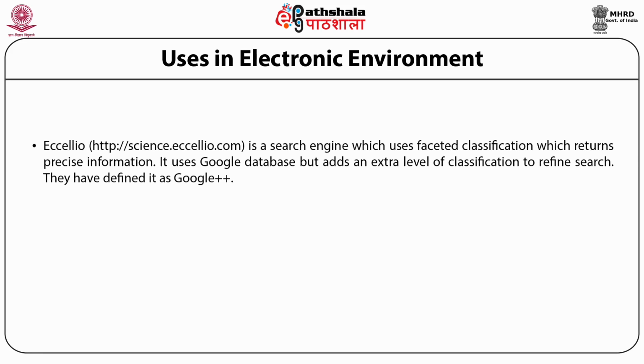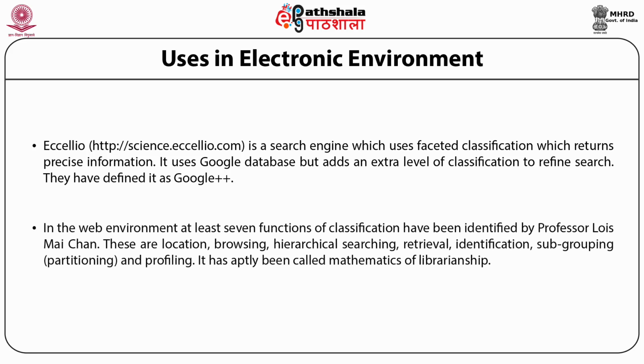For example, Excello is a search engine which uses faceted classification, which returns precise information. It uses the Google database but adds an extra level of classification to refine search. They have been described as Google++. In the web environment, at least 7 functions of classification have been identified by Professor Lois Mai Chan. These are location, browsing, hierarchical searching, retrieval, identification, subgrouping, that is partitioning, and profiling. It has aptly been said that classification is the mathematics of librarianship.